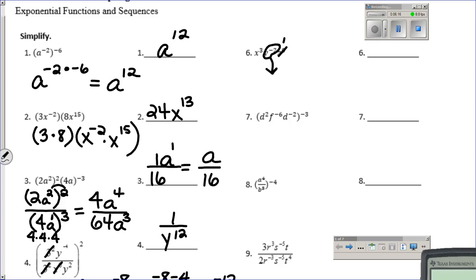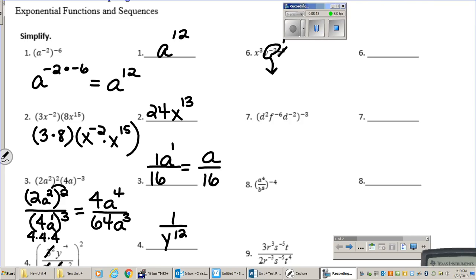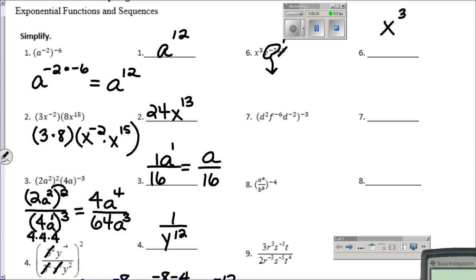So our final answer is just going to be to keep the x cubed in the numerator and bring the y squared under the line so we can change the sign.